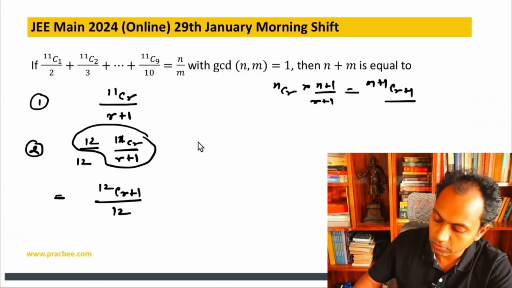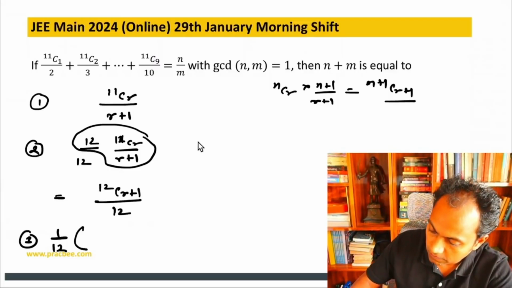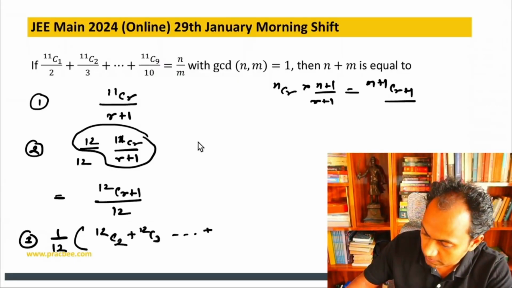Now let us go back to the series and rewrite it. So 1 by 12 will remain outside. What we have got is 12C, if I put 1, will become 2. Then 12C3, and this will go up till 12C, if I put 9, this will become 10.